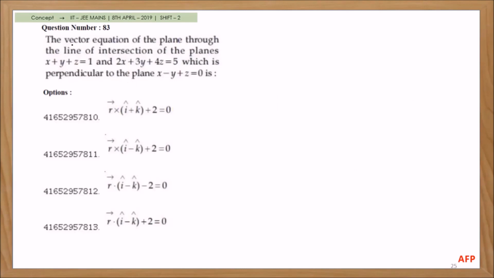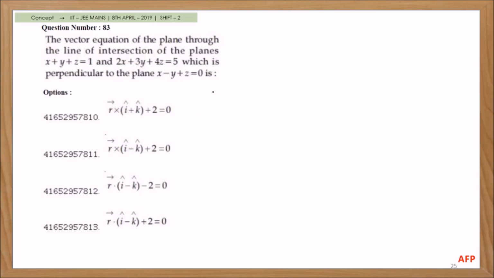Next problem, the vector equation of a plane through the line of intersection of planes. These are the two planes given, the first plane and the second plane, and the required plane is perpendicular to the plane that is given. So now, the line of intersection of planes.